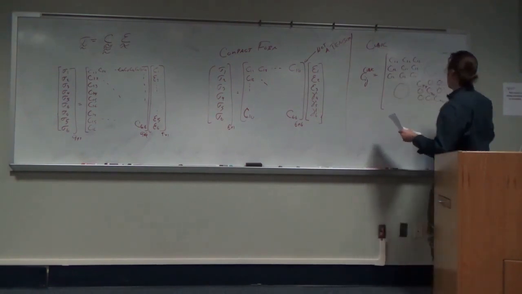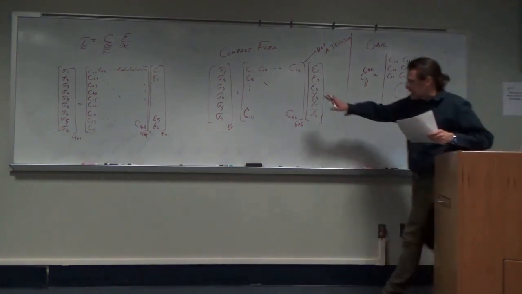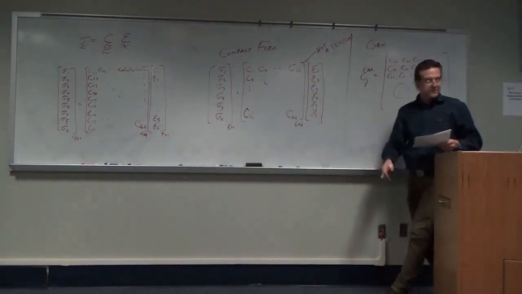0, 0, 0, 0, 0, 0, 0. This is the elastic constants for a cubic material. You get a bunch of zeros. And in fact, you're going to get a bunch of zeros in all of these, but they're going to be symmetry dependent.